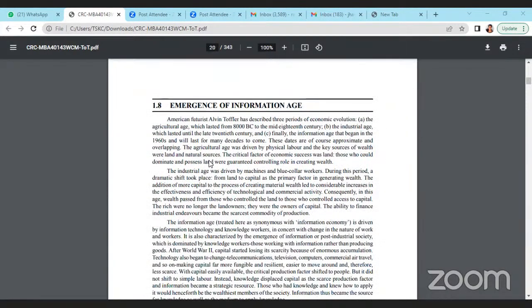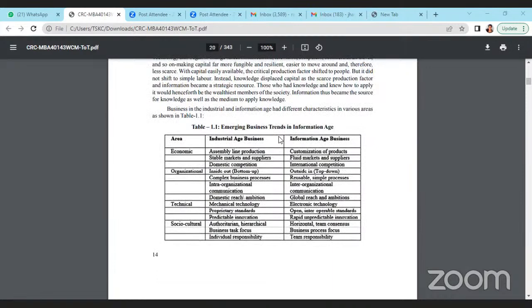And the emergence of the information age, this is all about how the economic era has evolved: assembly line production, industrial age, and information age business. Earlier it was assembly line production; now it is customization of products. Earlier there were stable markets and suppliers; now fluid markets and suppliers. It was domestic competition, but here it is international competition. So the industrial age is restricted only to our own country, within India, and is also called the traditional or conventional type. Now it is the 21st century market, and it is international business competition.